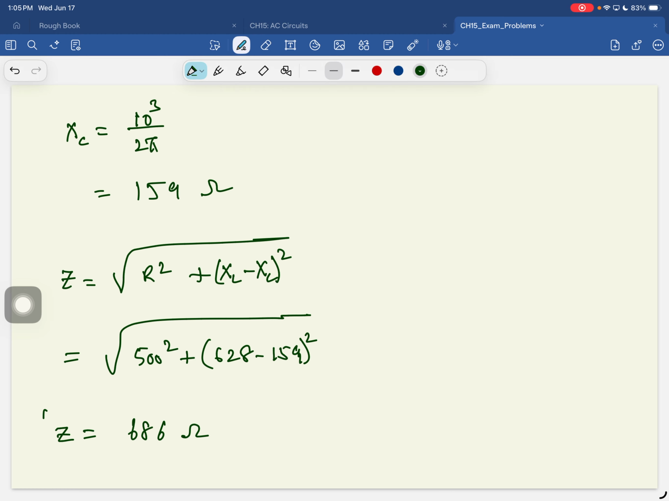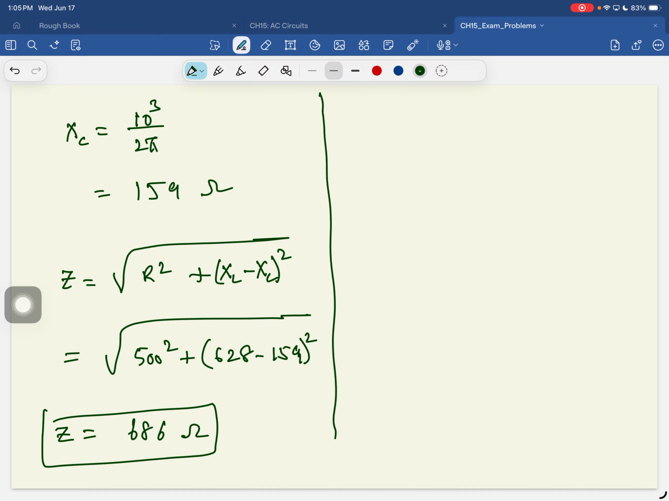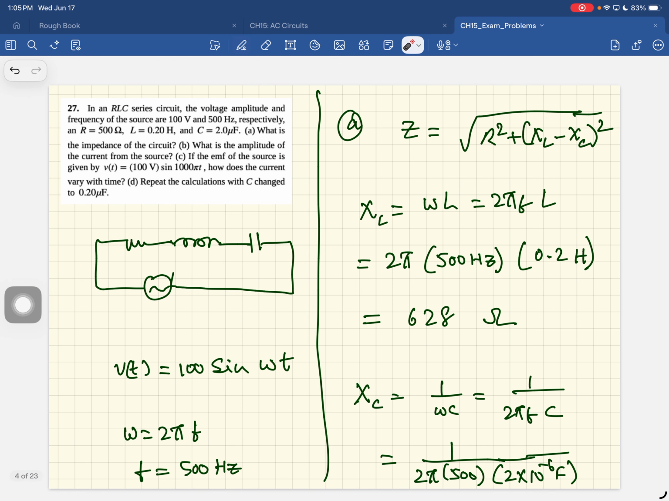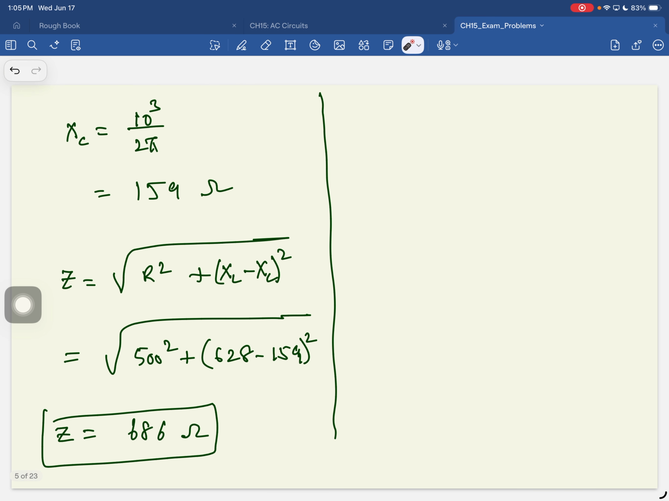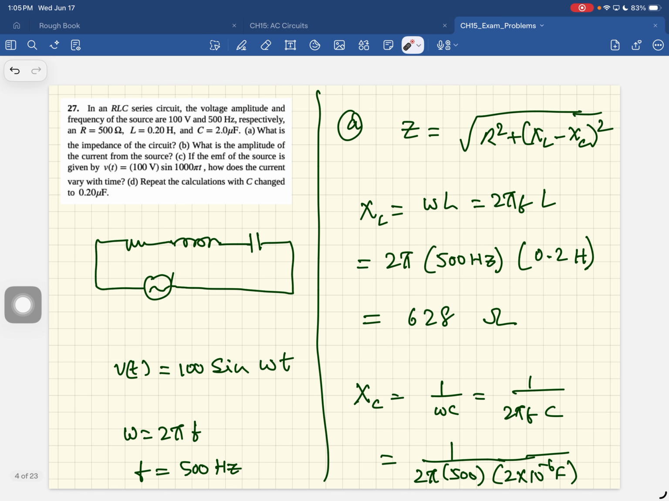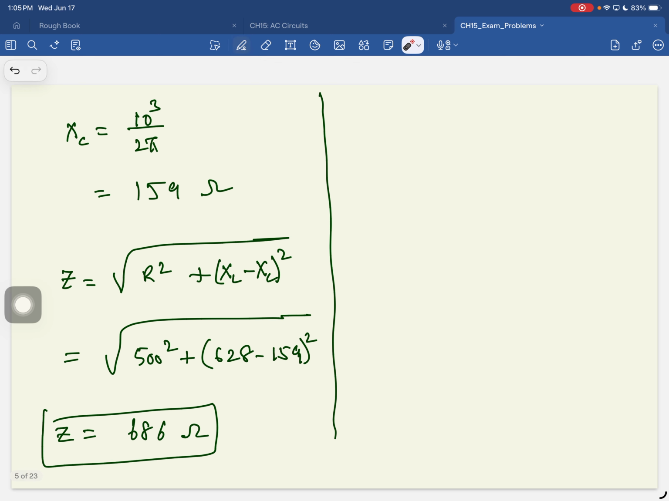Where's the 159 coming from? Is that if you change C? XC, that's the impedance of the capacitor. Yeah, repeat the calculations, so we won't do that. Okay. Can you go back just a second?